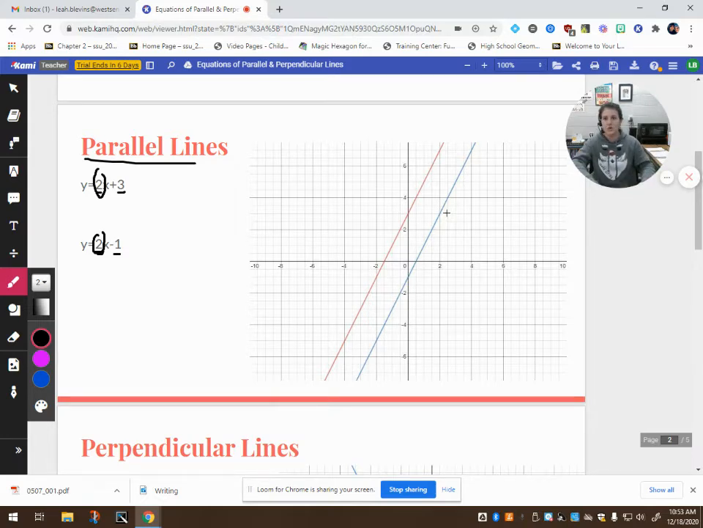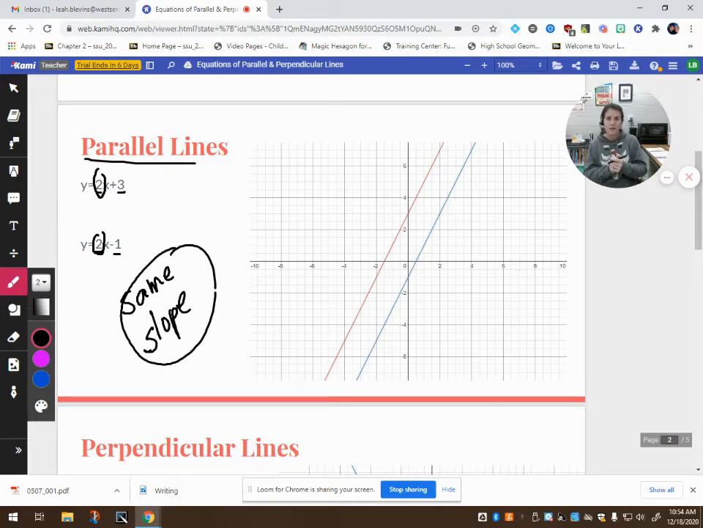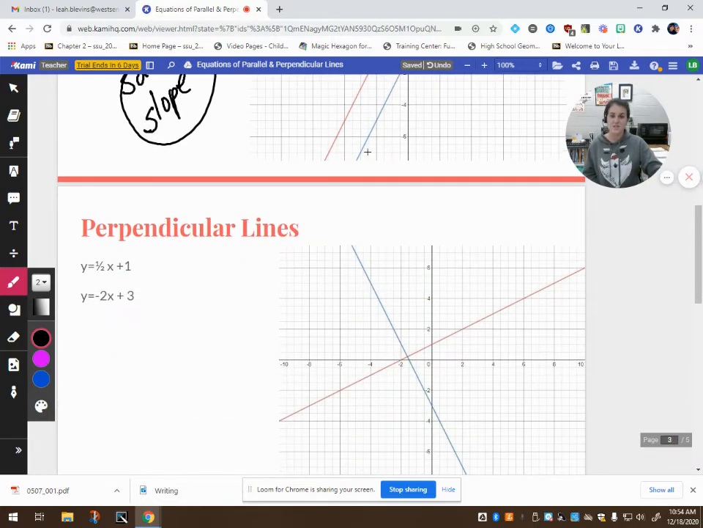So, key thing to remember here is that parallel lines have the same slope. There's a little song: parallel lines have the same slope, never will they meet. Okay, so they're never ever going to touch, never going to cross each other.